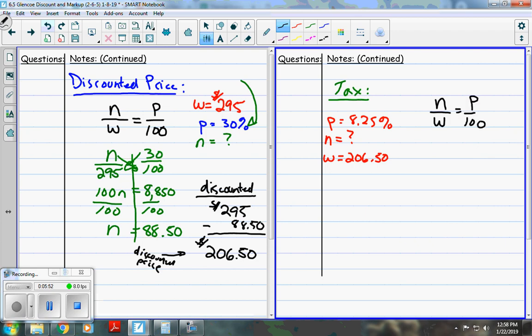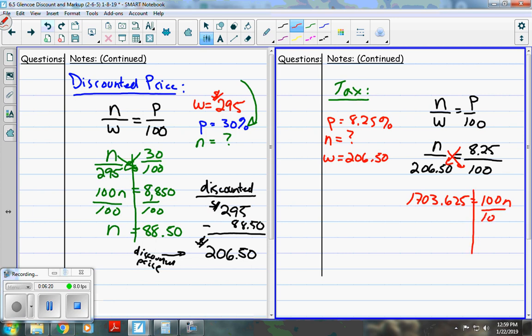I write it down. And that's because that's the best way to start memorizing it. Remember, it's very similar if you're using the percent equation here. Awesome. So then we use our cross products on this, and you get 1,703.625 equals 100N. We divide by 100, and we find out that the taxes on our discounted price is going to be $17.04. Notice that's because I rounded, because you're only allowed two decimal amounts.